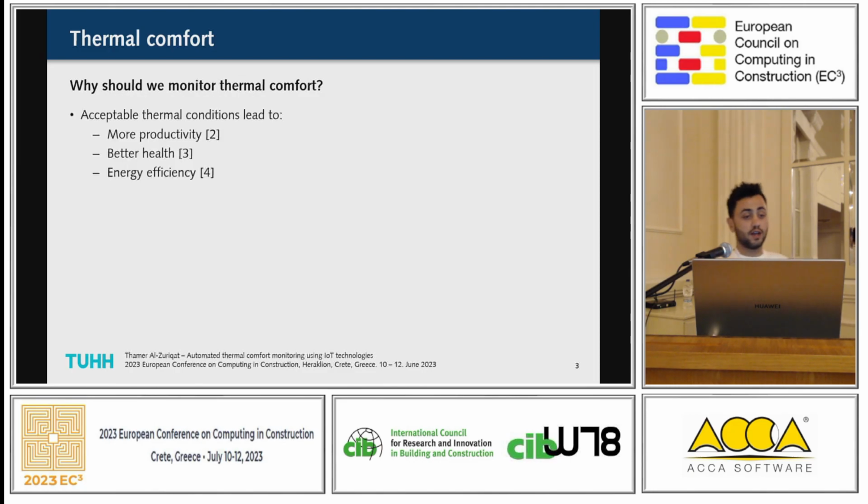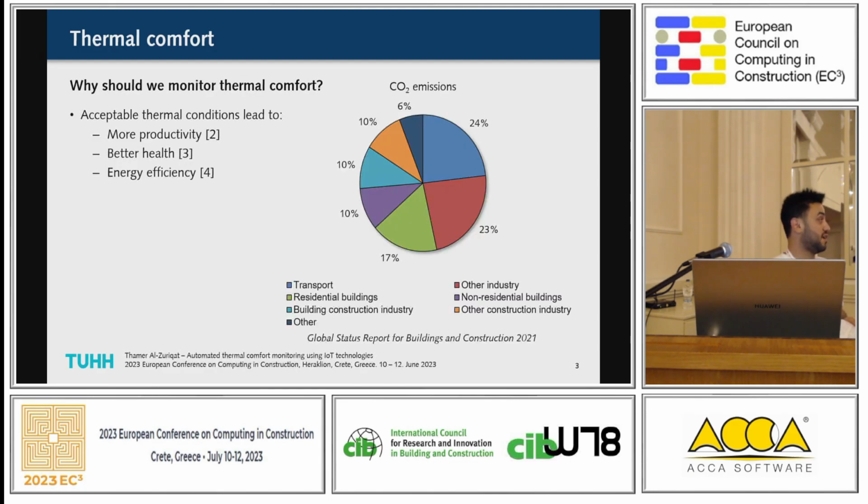So we do that because, as I said, we believe that with more thermal comfort, we have more productivity, it leads to better health conditions, and also more energy efficiency. And as for us humans, we have quite a huge carbon footprint, and most of it comes from the construction industry. So we're hoping by optimizing the thermal comfort in our buildings, we will be able to reduce our CO2 emissions.